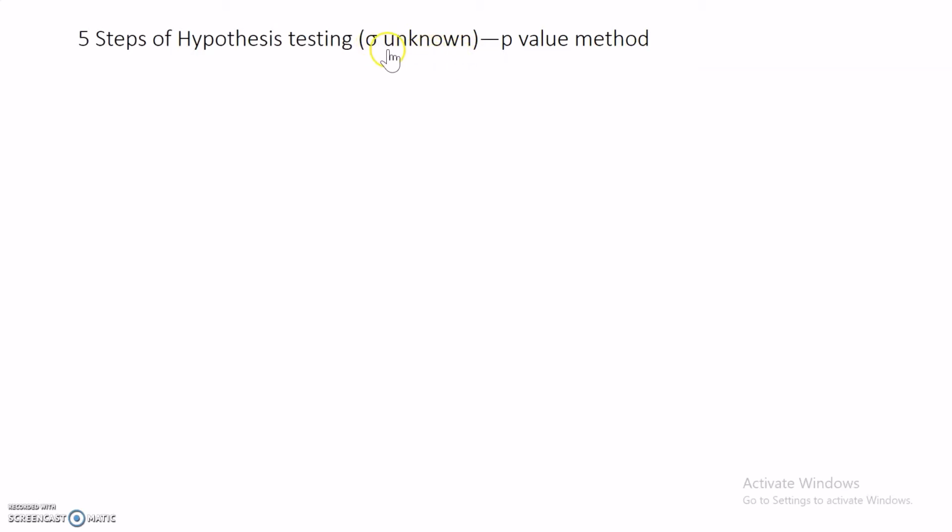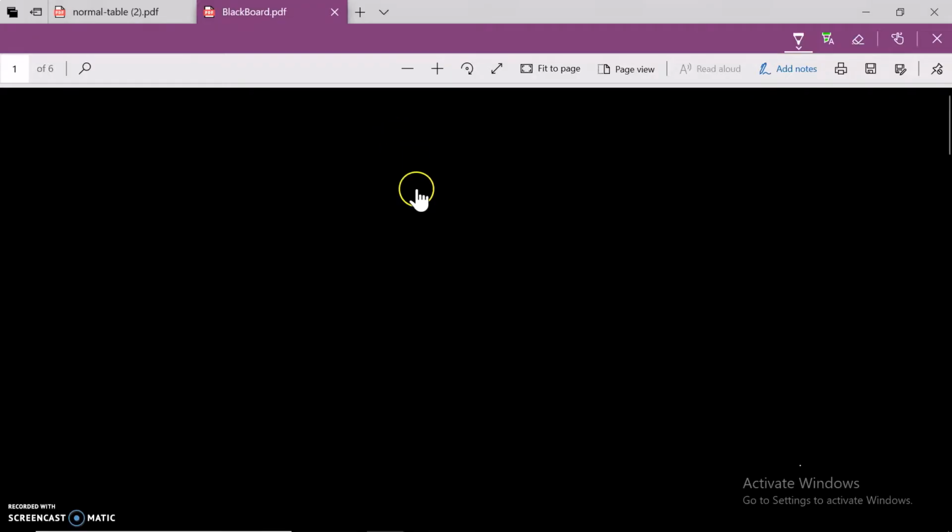So far we have taken examples in which the population standard deviation was known, and remember that was a less realistic situation. Sigma is usually unknown. Now we are going to discuss a little more what I mean by that. I'm talking about a situation when sigma is unknown.